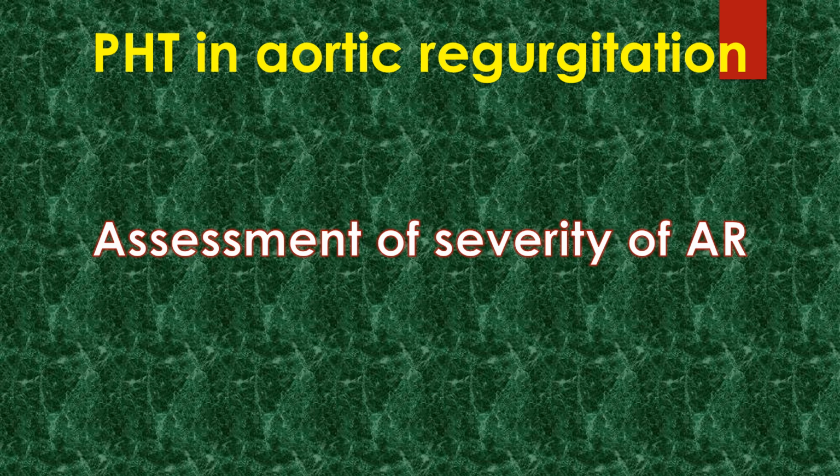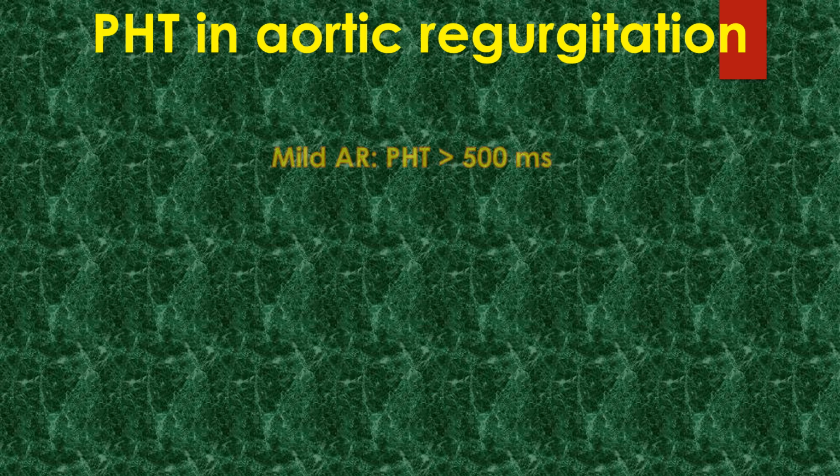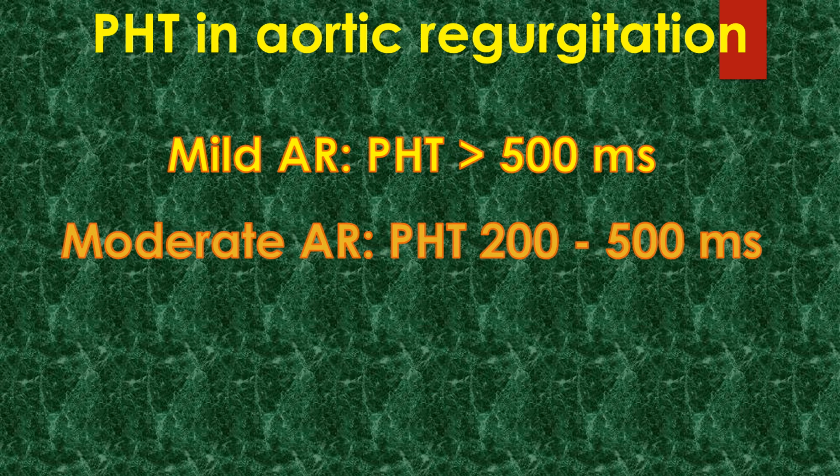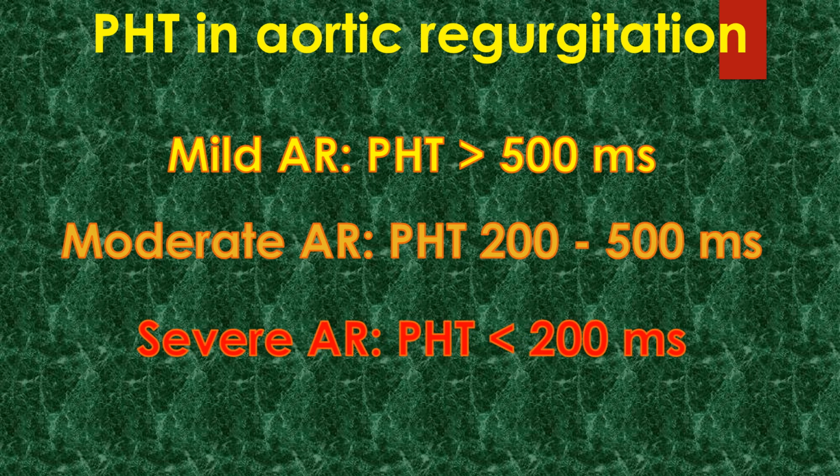The severity of aortic regurgitation has been classified according to the pressure half-time as follows. Mild aortic regurgitation: PHT above 500 milliseconds. Moderate aortic regurgitation: PHT between 200 to 500 milliseconds. Severe aortic regurgitation: PHT less than 200 milliseconds.